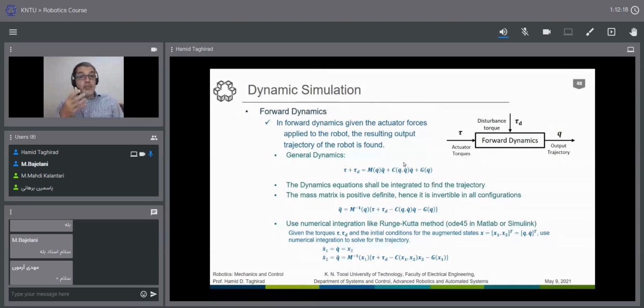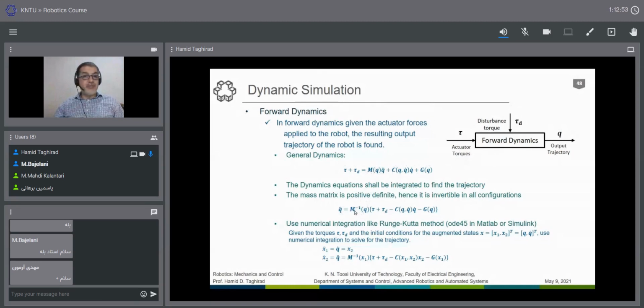How do we do it in MATLAB or in Simulink? We use the first component, the positive definite M. As you see, we have this equation and we would like to find the q. The q cannot be found directly because we have a differential equation here, and it is very hard to find an analytical approach to find q. We can use a numerical approach. We find the q double dot here. q double dot is equal to just the M inverse.